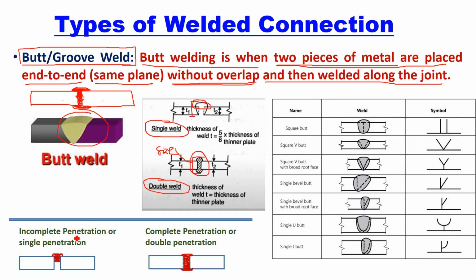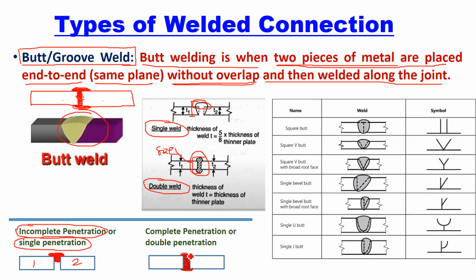Now what is incomplete penetration or single penetration and double penetration? If you look at these bottom figures, if you want to connect these two plates together, and you start from the top and partially penetrate the weld up to this portion only, this is called partial penetration. This type of penetration is called incomplete penetration, or it is also called single penetration, meaning only one sided weld is done.